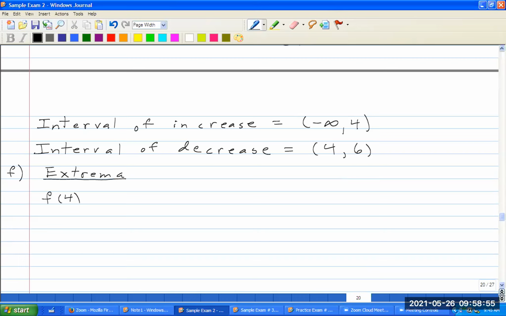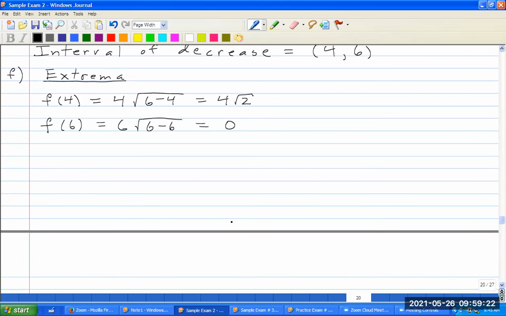So f at 4 is 4 radical 6 minus 4. So that's 4 rad 2. And f at 6 is 6 rad 6 minus 6, 0.